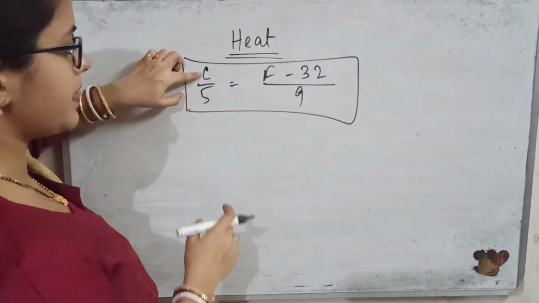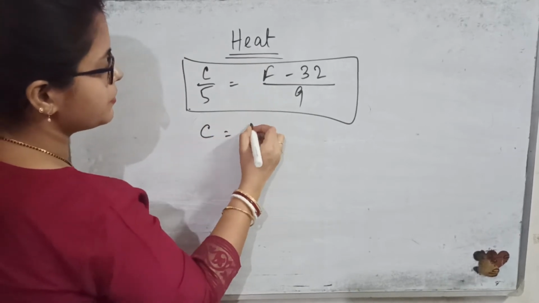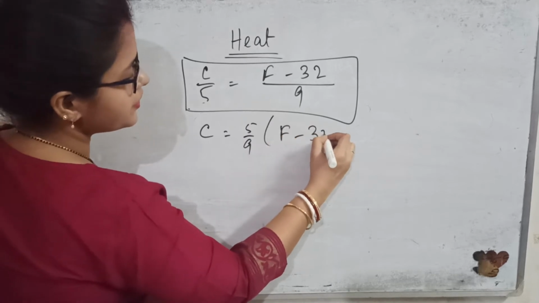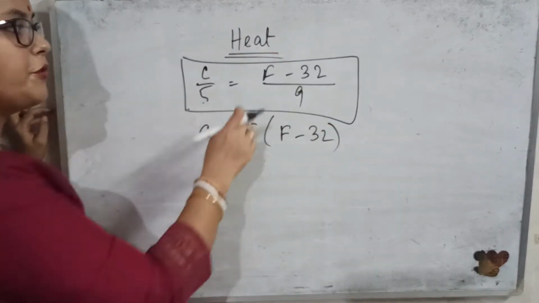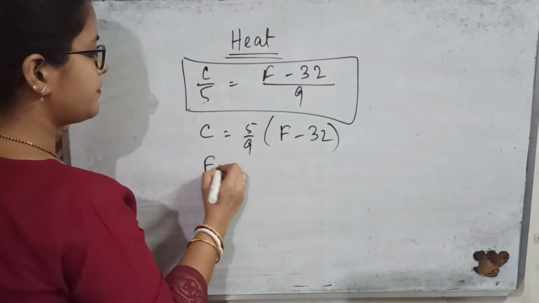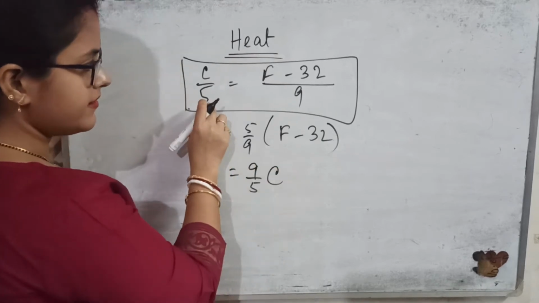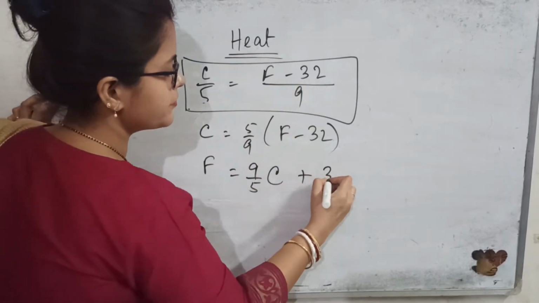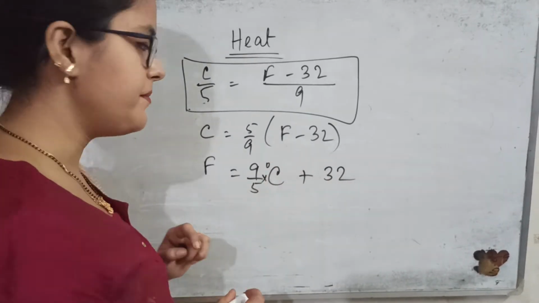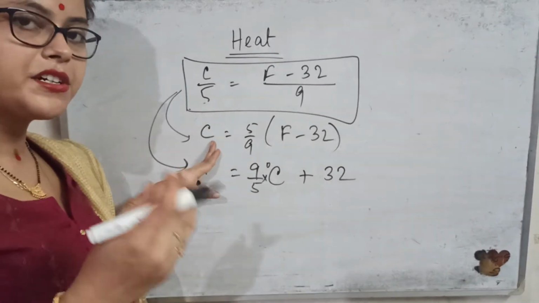If you make C the subject, 5 will be here for multiplication. So C is equal to 5 by 9 into F minus 32. And if you make F the subject, 9 will be transferred first. So F is equal to 9 by 5 into C plus 32. Okay. So these are the two formulas when you can interconvert the values.